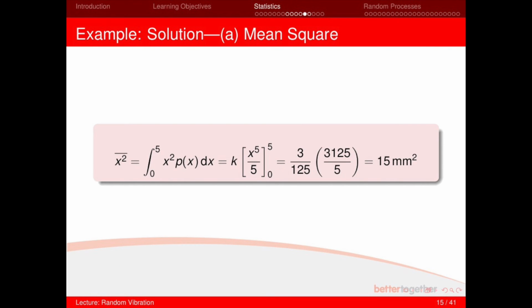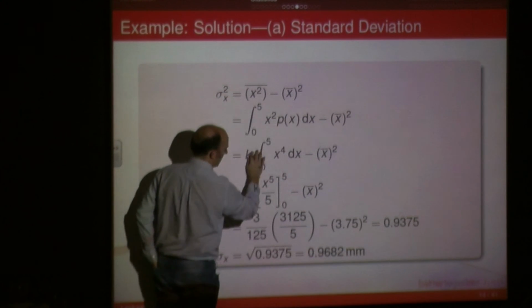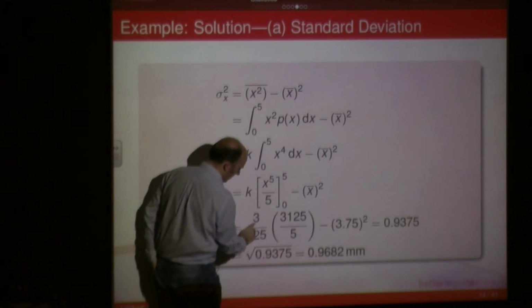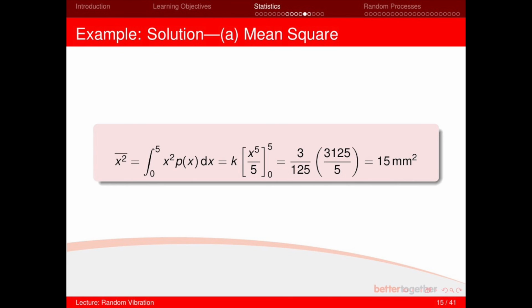And for the mean square, I just use the process that I used here. So it's just this side, this process to get this term. It's this bit, this bit, this bit, and this bit. And if I do that, I get 15 millimeters squared. And the RMS will obviously be the square root of 15.